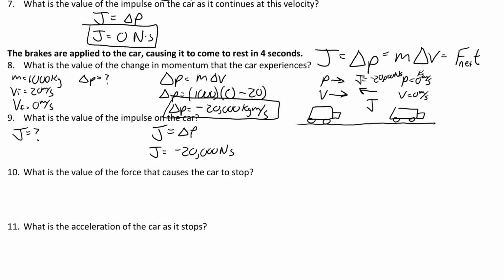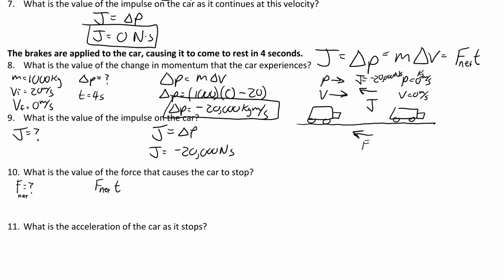Number 10 says, what is the value of the force that causes the car to stop? So now they're looking for the force, the net force. And visually, we could probably figure out the net force is also going to be negative. It's the thing that's slowing you down. And it's in this part of the equation, so let's use that: the net force times the time. We should try to use that. They tell you the time is 4 seconds, so that's good.